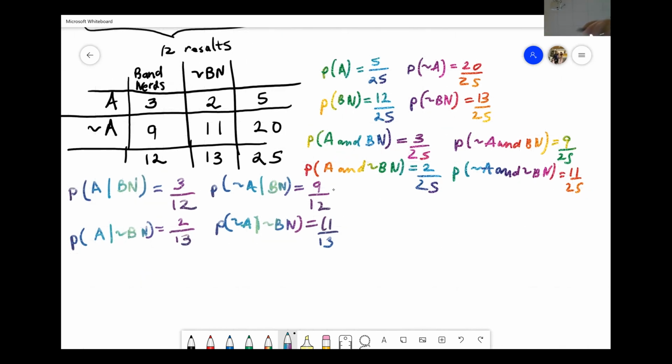Have space there. And what's the probability of being a band nerd given you have an A? 3 out of 5. The probability of not band nerd given A, is 2 out of 5.